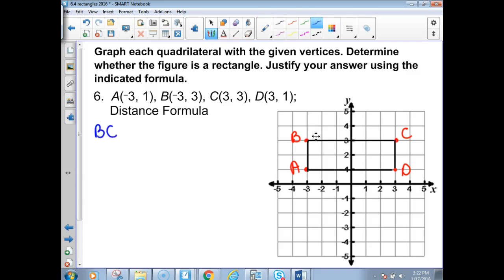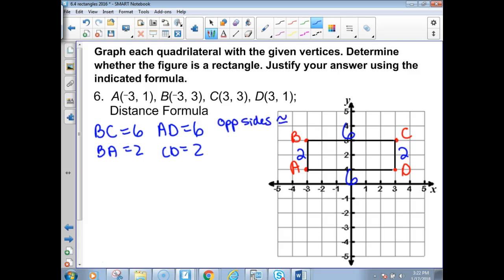So side BC, let's just count it. 1, 2, 3, 4, 5, 6. Length of BC is 6. We need it to be compared to the length of AD. 1, 2, 3, 4, 5, 6. And I'm going to put on the picture that those are 6. And then B to A is 2, and so is D to C. So BA is 2. CD is 2. Okay, so we've got opposite sides congruent. All right, opposite sides are congruent. So therefore, this thing is a parallelogram, right?